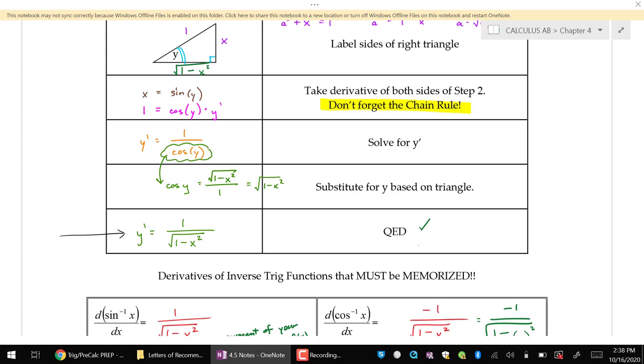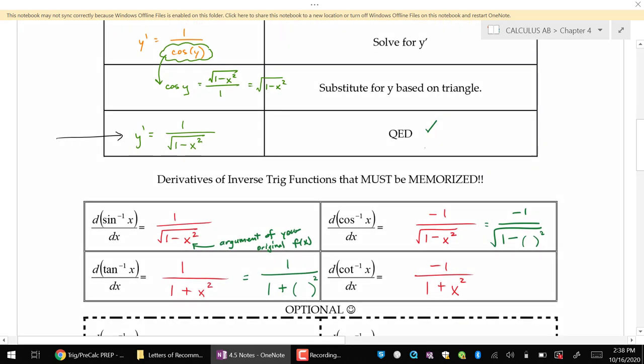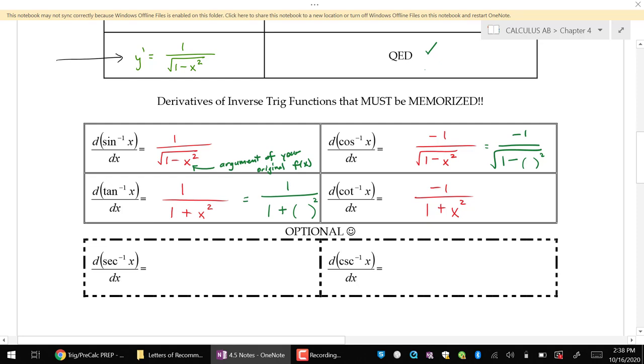And in addition, this chart down here has all of the formulas for the 4 inverse trig functions that we need to know and memorize for calculus: inverse sine, inverse cosine, inverse tangent, and inverse cotangent. Now, arcsecant and arccosecant I have listed down here as optional. You will not be tested or assessed on those derivatives at all throughout Calculus AB. If you'd like to know what those formulas are, you can look them up in your textbook or online.